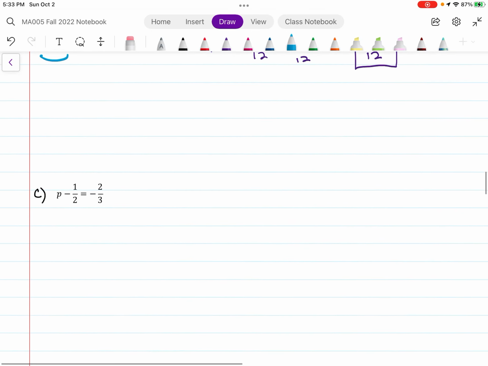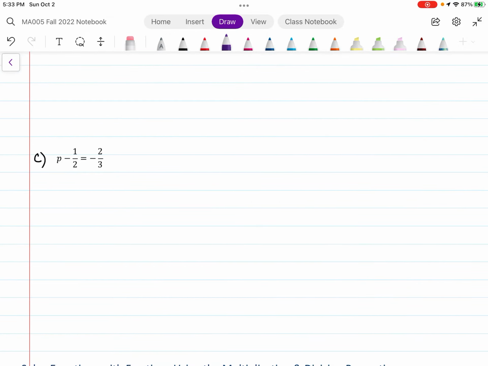All right, so part C. Give this one a try. Okay, so I'm setting it up just like before. I want to leave a little room, but what's the opposite of subtract? It's going to be add. So I'm going to add 1/2 to each side, and it's going to cancel here.